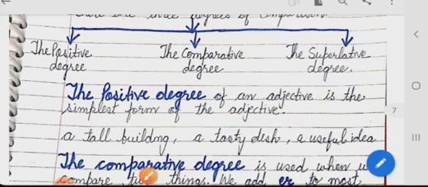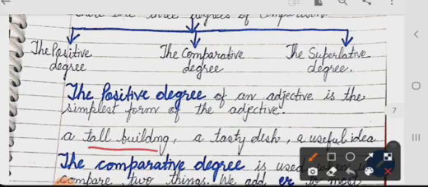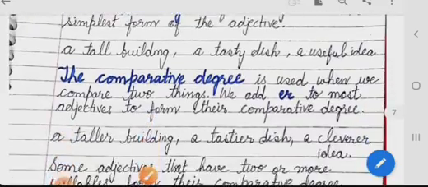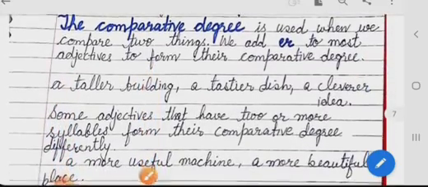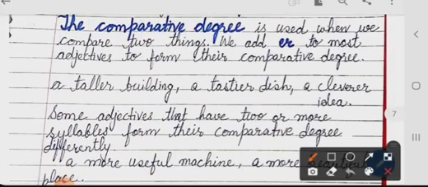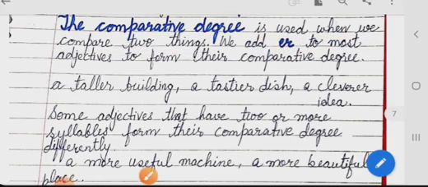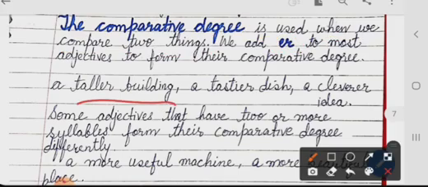Like a tall building, a tasty dish, a useful idea. So these are examples of the positive degree. The comparative degree is used when we compare two things. Students, this is a very important point. When we compare two things, then we use the comparative degree. We add er to most adjectives to form their comparative degree. Like a taller building, a tastier dish, a cleverer idea.